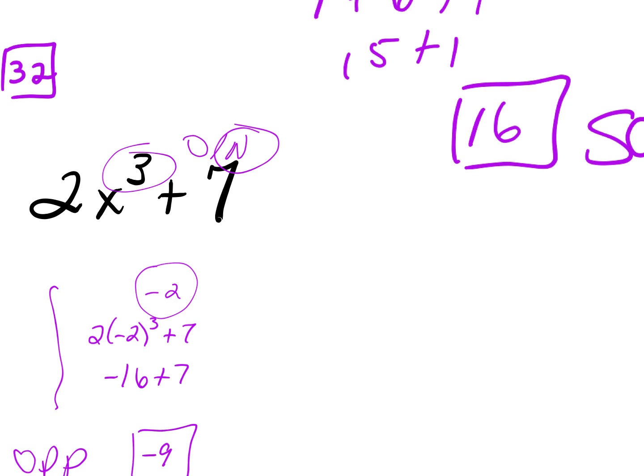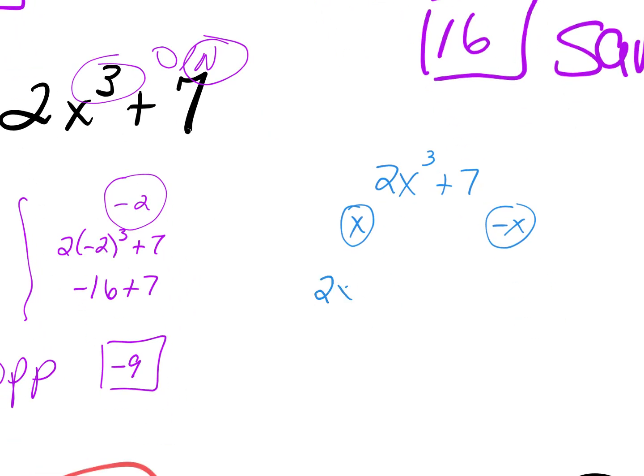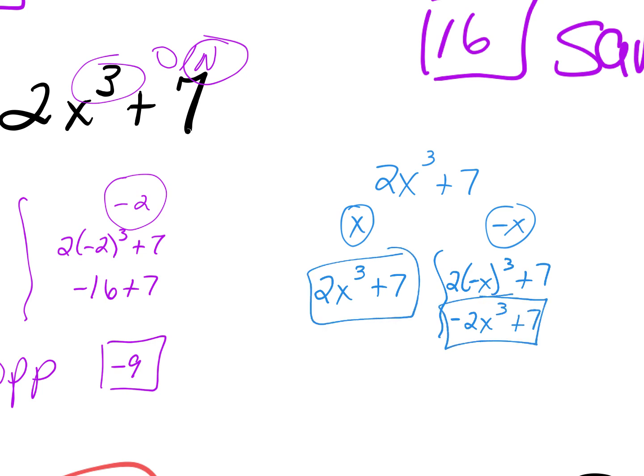I think this might be odd. So if it's odd, they have to be what of each other? Opposite. So I have 2x cubed plus 7, all right? I'm going to plug in x. I'm going to plug in negative x. So when I plug in x, I get 2x cubed plus 7, right? When I plug in negative x, 2 times negative x cubed plus 7. What is negative x cubed? Negative x cubed. So this would be negative 2x cubed plus 7. Are these two opposites of each other?